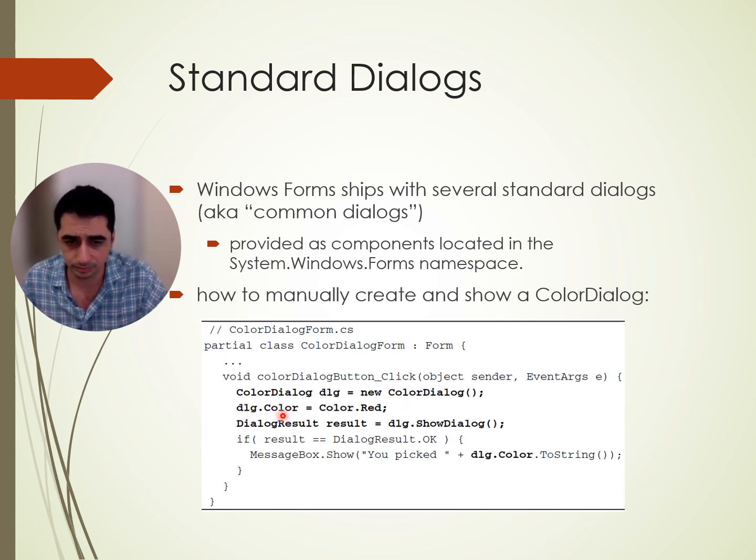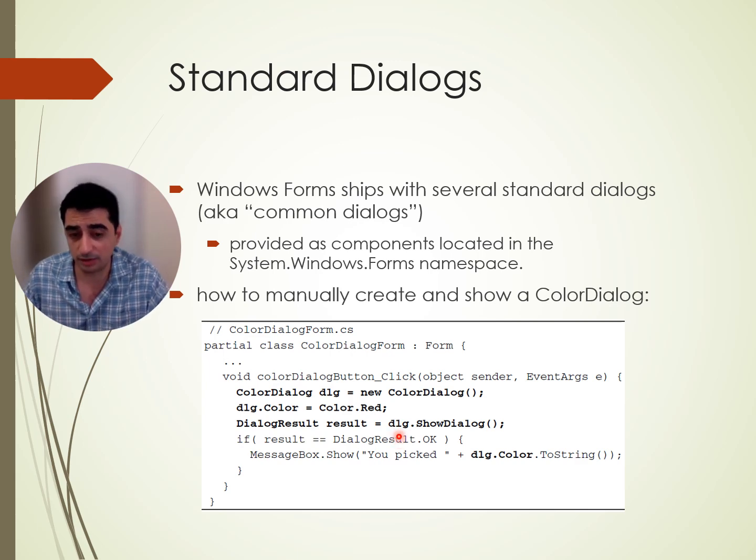And then we can set the dialog color equal to whatever you want. Let's say the red color. That's going to be the initial color of the dialog. Then you're going to use the ShowDialog method of the dialog in order to show the dialog to the user and let the user pick whatever color they want. They can either keep the same red color or they can change it to any other color they want. And then they're going to either press OK on the dialog or they're going to press cancel.